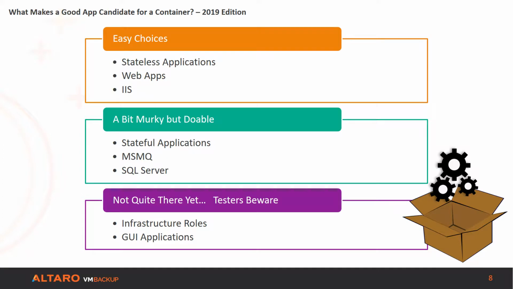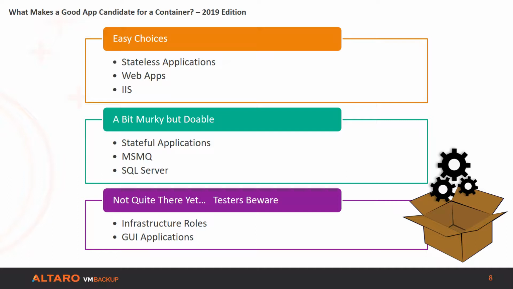So then, we've talked about what is a container and why would I use a container. Then it always comes into this conversation of, okay, you've convinced me. Well, hopefully I've convinced you anyway. And the question then comes to, what kind of application is a good candidate for containerization? Really, I've broken this down into 3 different areas: the easy choices, the murky choices, and stuff that just isn't quite there yet. We'll start with the easy choices, and that is stateless applications.